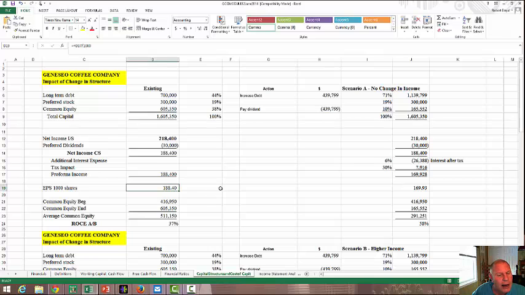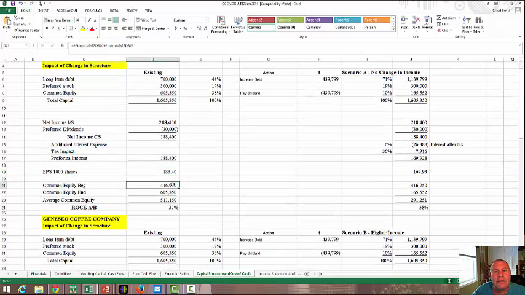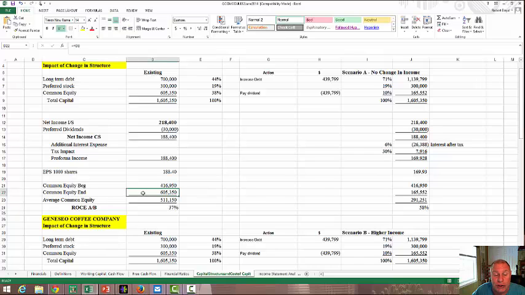I then calculate the average common equity, which is the beginning common equity, $416,950, and the ending, which is $605,350, and that's the same number from up there. And remember that we are using an average because they started out the year with 416, and we're making the assumption that earnings grew and the retained earnings grew at an even pace.